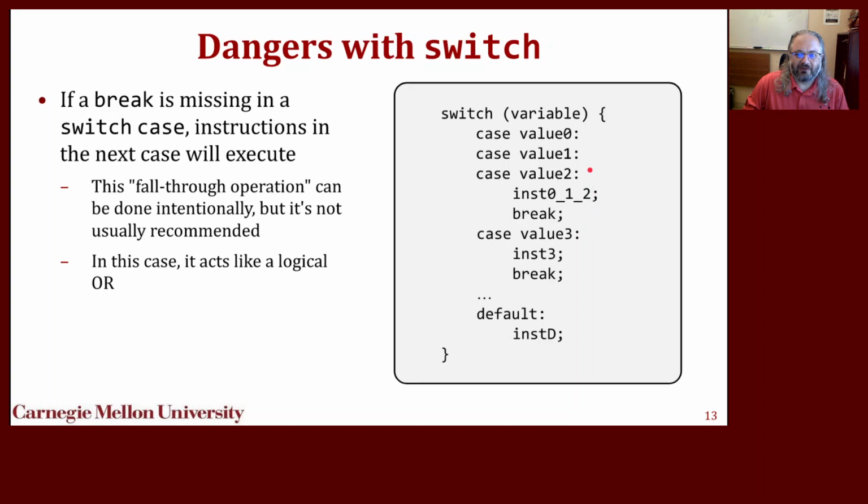What this means is you can have a switch statement that executes the same line of code for multiple different cases. This essentially acts like a logical OR. So if I have a switch on a variable, I have multiple case labels, and then an instruction and then a break. This instruction will execute when this variable is equal to any of these three values. So this is like if the variable is value 0 or value 1 or value 2, then execute this instruction.